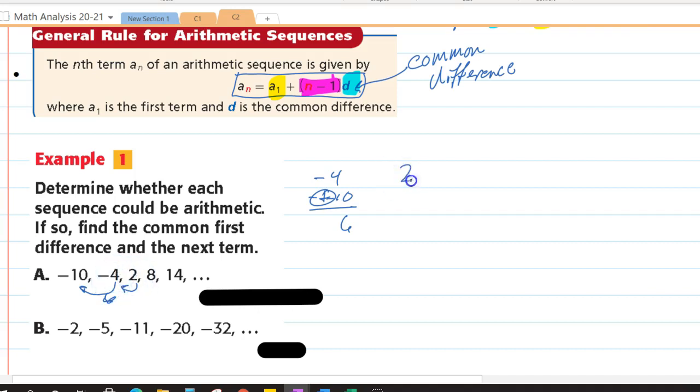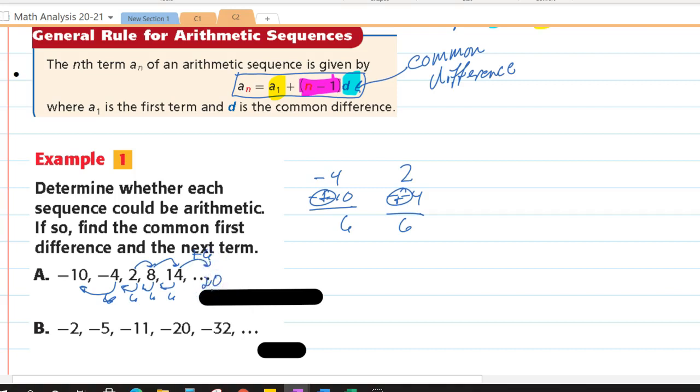From 2 to negative 4. 2 minus negative 4. Well, two negatives make a plus, which gives you positive 6. So to go from negative 4 to 2, I add 6. Now from here, we could probably do it in our heads. How did they get from 2 to 8? They simply added 6. How did they get from 8 to 14? They added 6. And what is the next term? Well, 14 plus 6 is going to be 20.